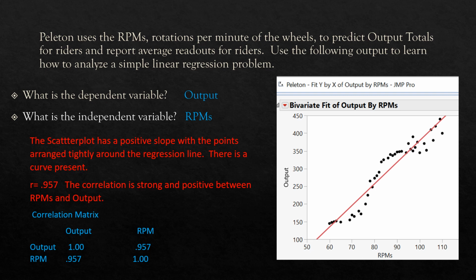Then I can look at the correlation matrix. Again, we ignore output with output and its correlation of 1, and instead we want the correlation between output and RPM. That value is 0.957. That would tell us we have a strong positive predictor. It's strong because 0.957 is very close to the absolute value of 1. That's the degree of the relationship. The nature is positive.